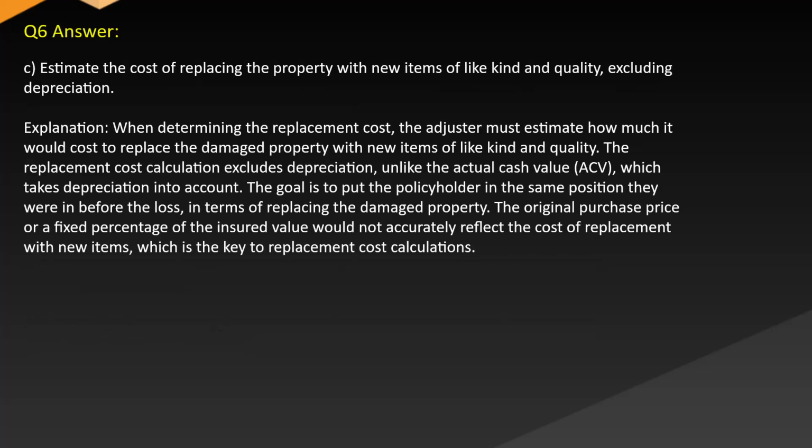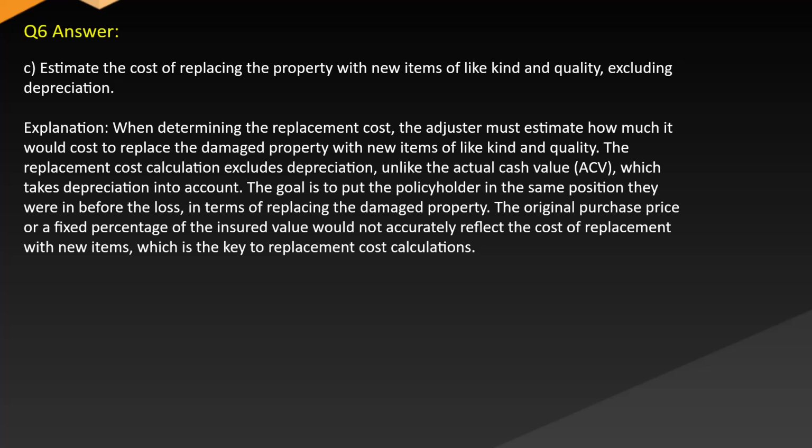Answer: C. Estimate the cost of replacing the property with new items of like kind and quality, excluding depreciation. Explanation: when determining the replacement cost, the adjuster must estimate how much it would cost to replace the damaged property with new items of like kind and quality. The replacement cost calculation excludes depreciation, unlike the actual cash value, ACV, which takes depreciation into account.